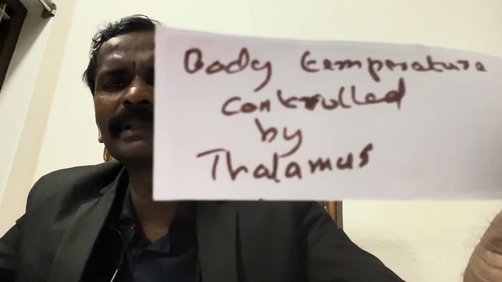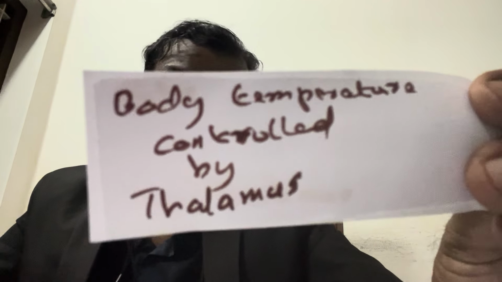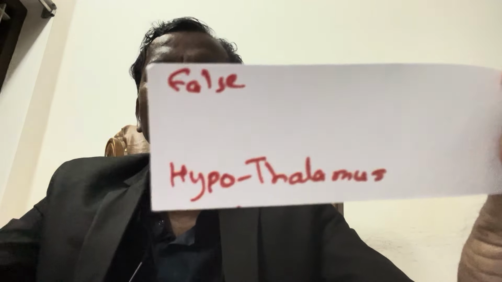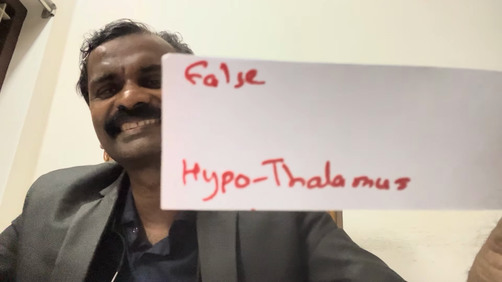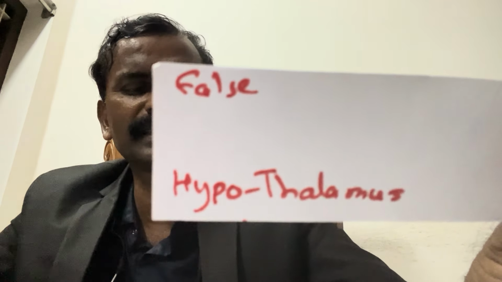Body temperature is controlled by thalamus. True or false? Body temperature, thalamus? No, hypothalamus. Body temperature, hypothalamus.